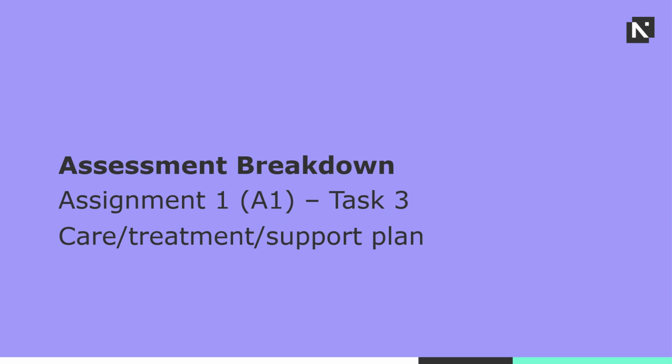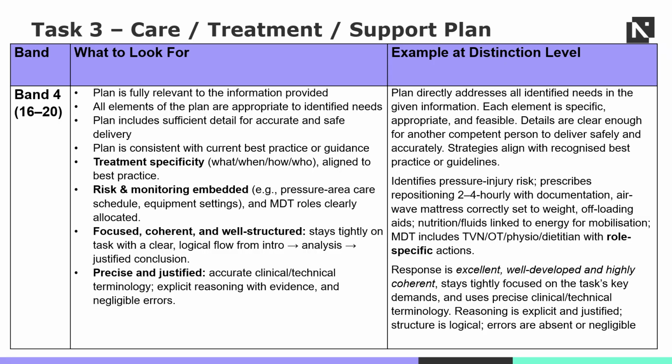We're now moving on to task 3 of assignment 1, which is the care, treatment or support plan task. So again, we're going to explore on the screen what we're looking for from a Band 4 criteria. So this is based on that marking criteria from the mark schemes. So what we've got on the left again is what we're looking for, and the example at a distinction level in a bit more detail on the right.